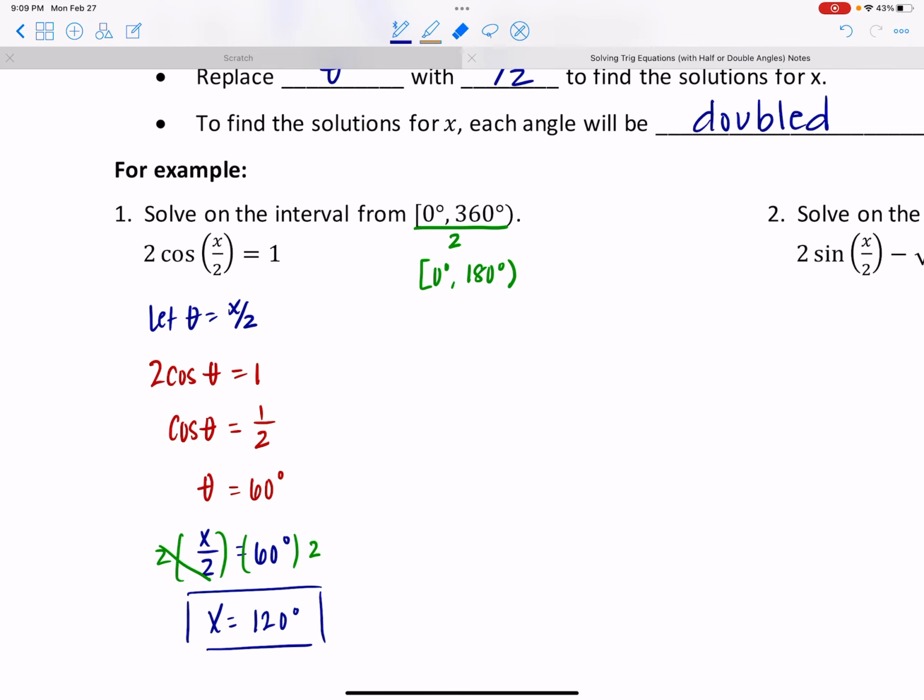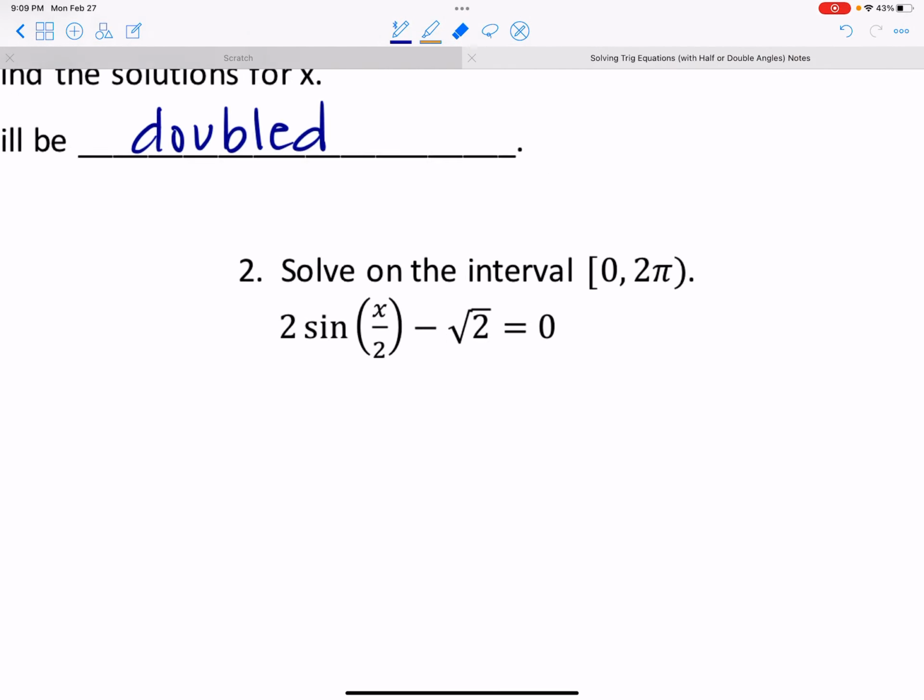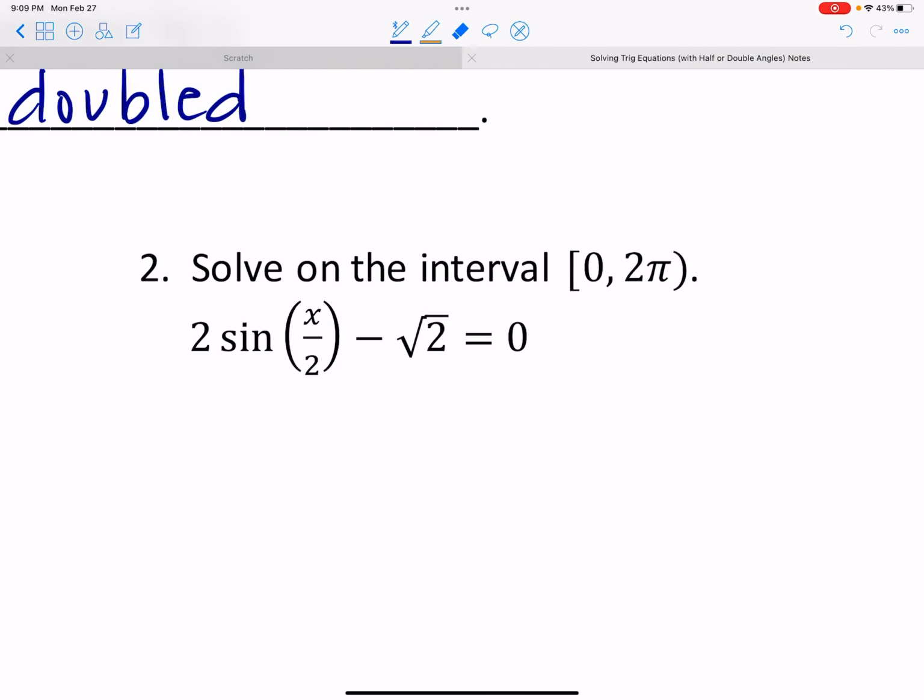So that wasn't too terrible, I'm hoping. And you can also, remember, use your graph to make sense of this, but let's try a second one. We're going to solve this one on the interval from 0 to 2 pi. So we're back into radians, but remember, we're looking at a half angle here. So a half angle means half of a cycle.